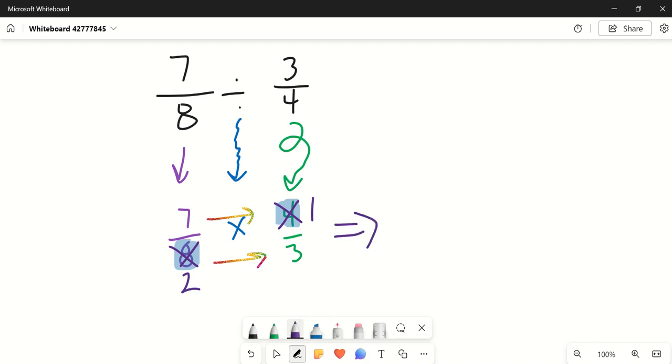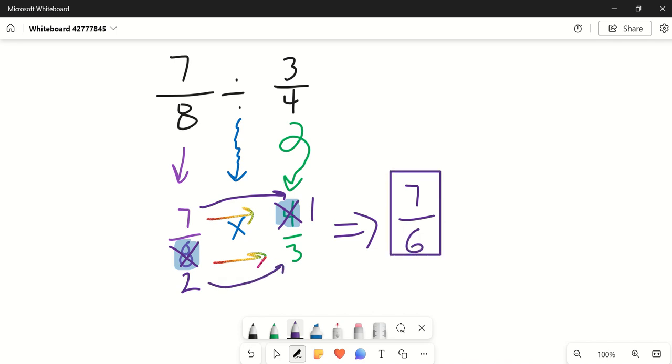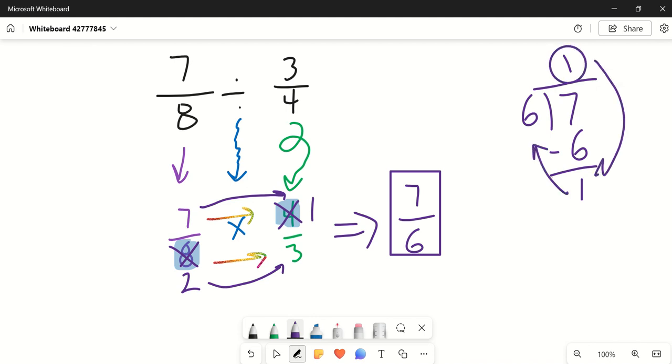Now I can multiply straight across. 7 times 1 is 7. 2 times 3 is 6. This is an improper fraction. So numerator divided by denominator. 6 goes into 7 one time. That will equal 6. When I subtract, I will have 1 left over. My answer is 1 and 1/6.